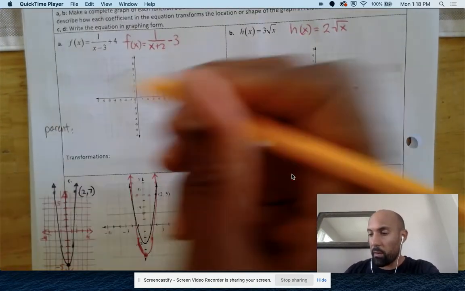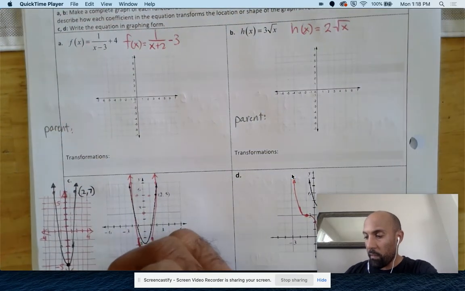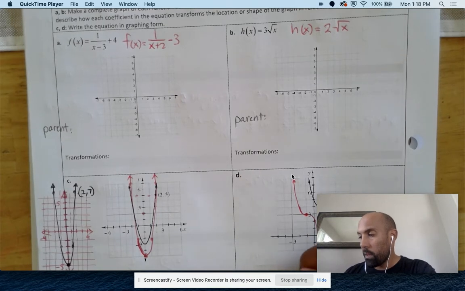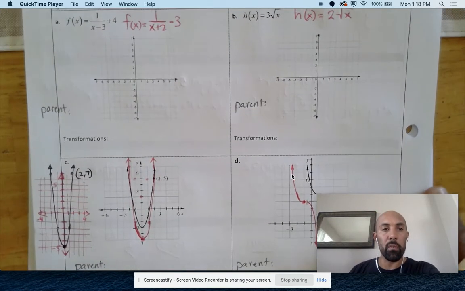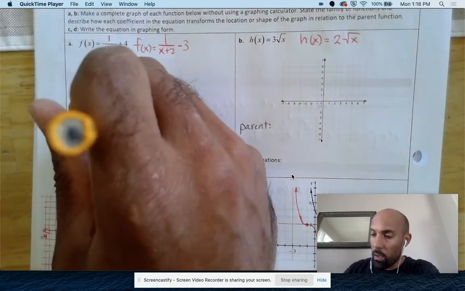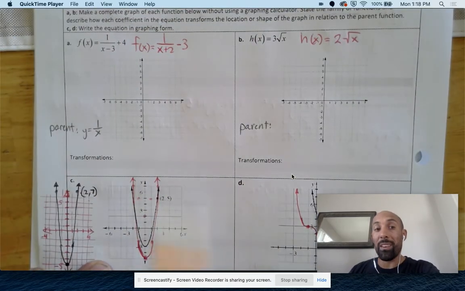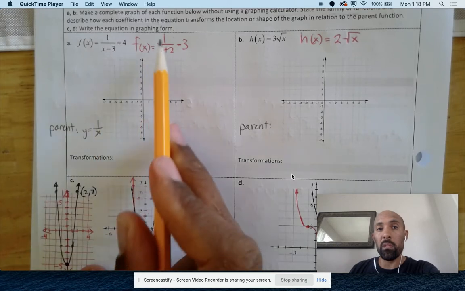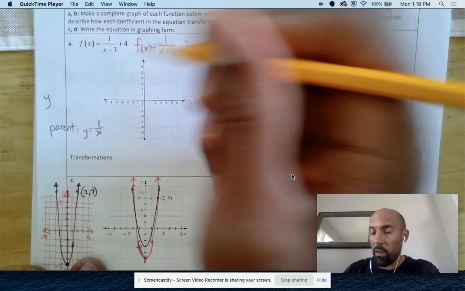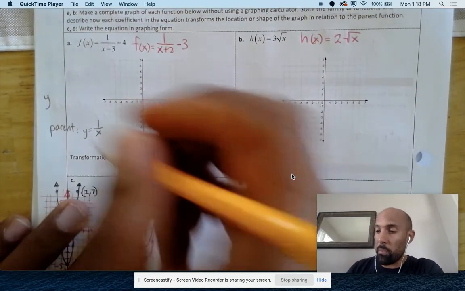So I'm going to go ahead and write parent here for every box, because we're going to need to know that for all of these in order to figure out how to graph it, or how to graph it or create the equation. Okay, now this one, this would be y equals 1 over x. So that's your parent function, okay? But now we need to know how those different numbers change the function. Okay, so let me show you how that works. This is called a reciprocal function, because it's like flipping x over, so it's reciprocal.